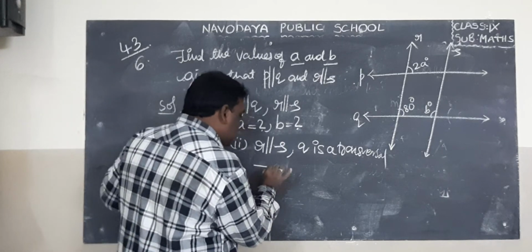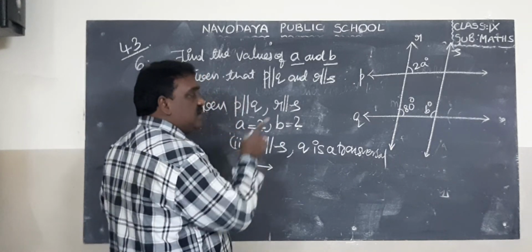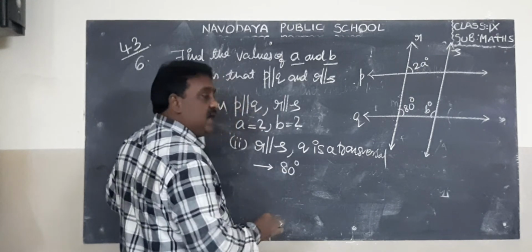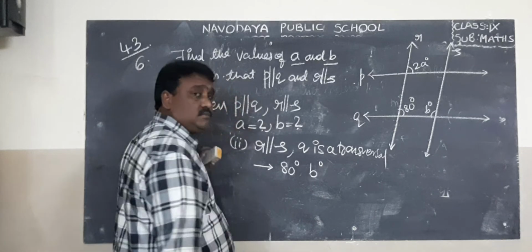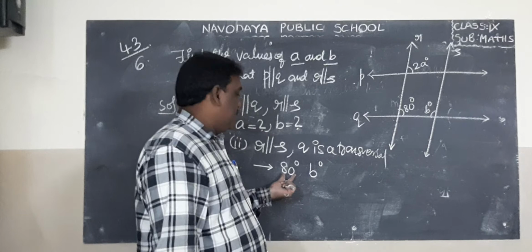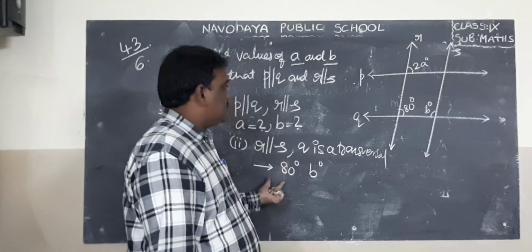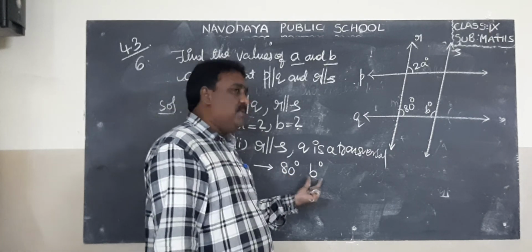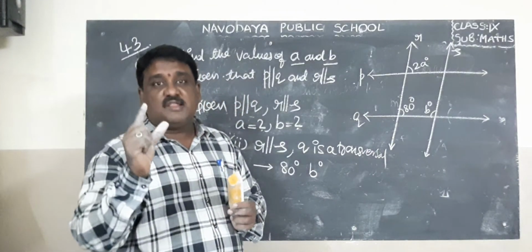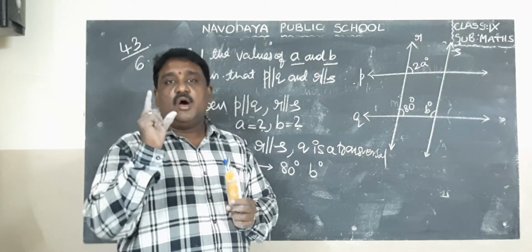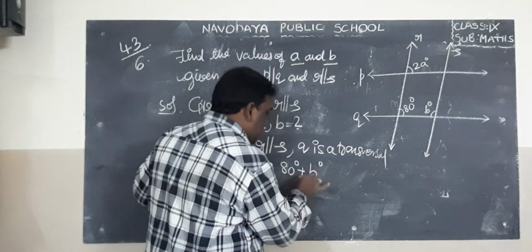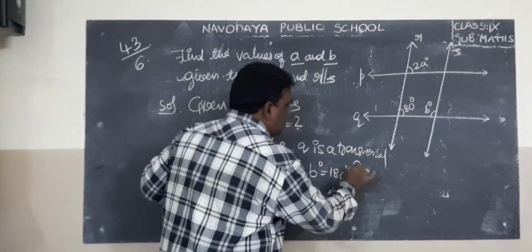Then what are the angles lying on the transversal? Observe. 80 and b. Okay, na? What type of angle is 80? Interior angle. What type of angle is b? Interior angle. They lie on the same side of the transversal. Interior angles on the same side of the transversal are supplementary. Their sum is 180. Write the reason.